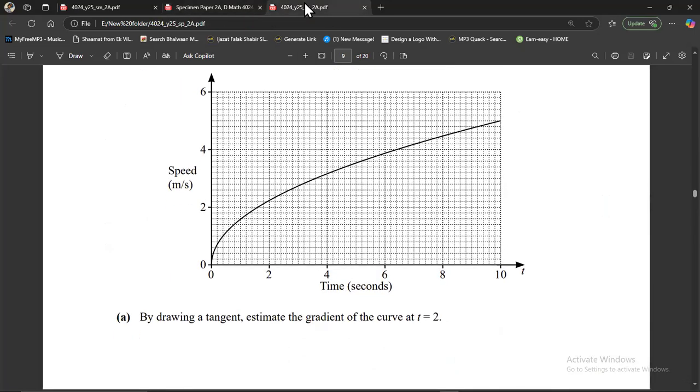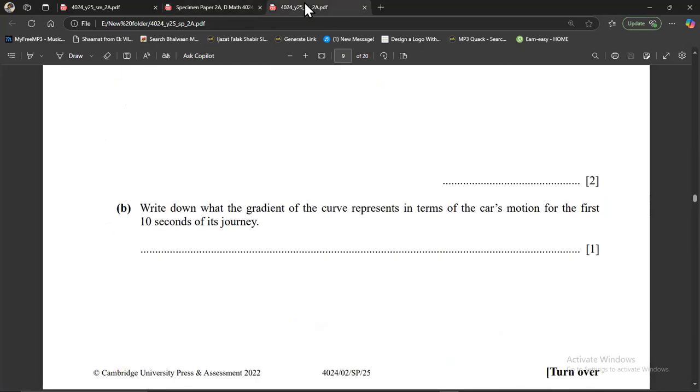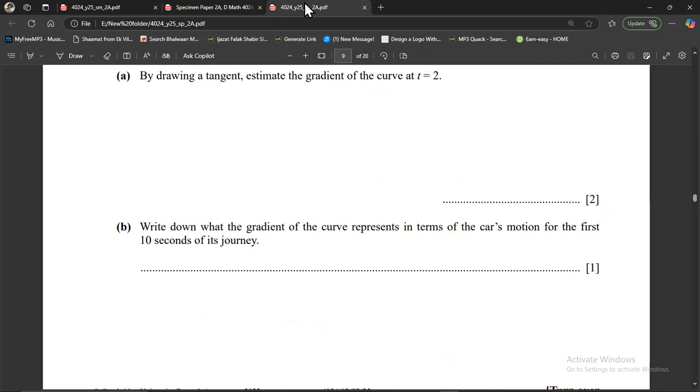Okay, so the next question they are asking here is the B part of this question. They say write down what the gradient of the curve represents in terms of the car's motion for the first 10 seconds of its journey.